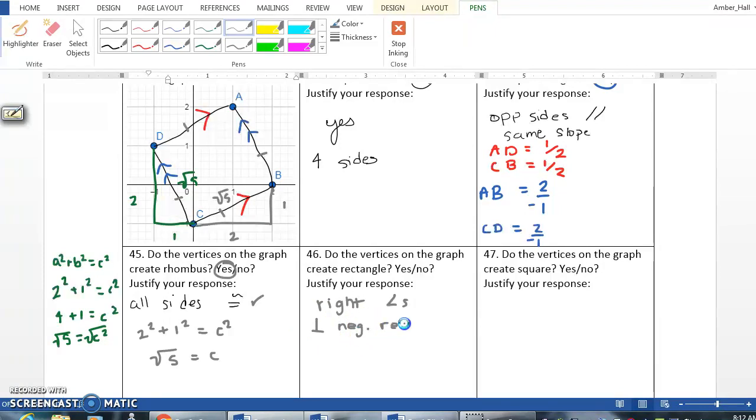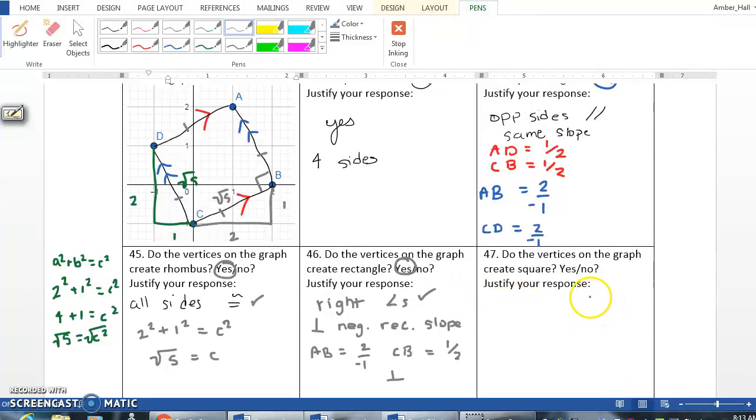Negative reciprocal slope. So AB, its slope is 2 over negative 1. And CB, the slope is 1/2. And they are in fact flipped and flipped. The fraction is flipped and the sign is flipped, so they are perpendicular. And we can look at all 4 corners and you will find that they are in fact right angles. They are perpendicular, so therefore yes, because there are right angles.